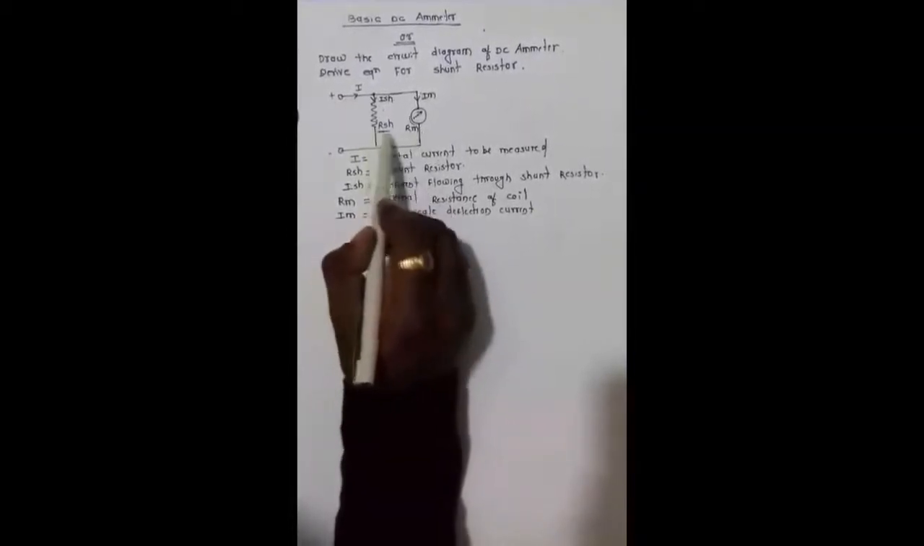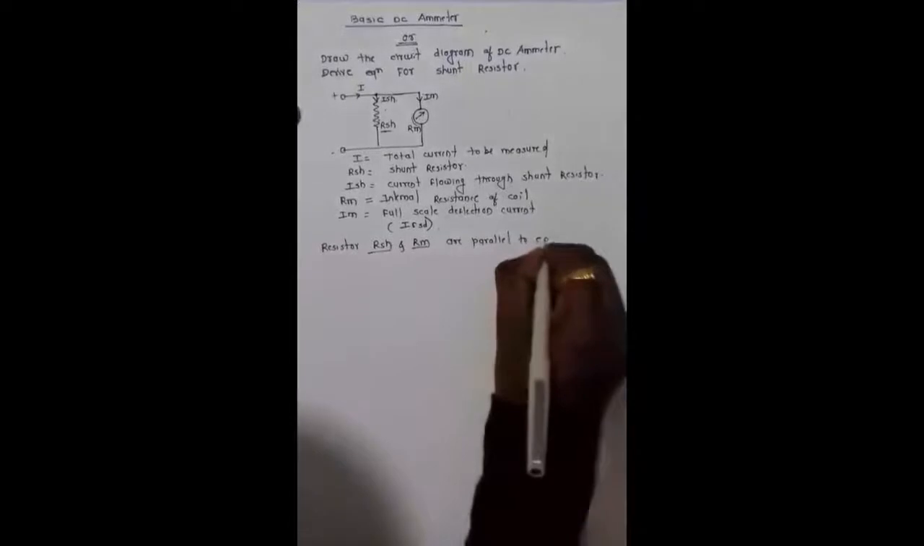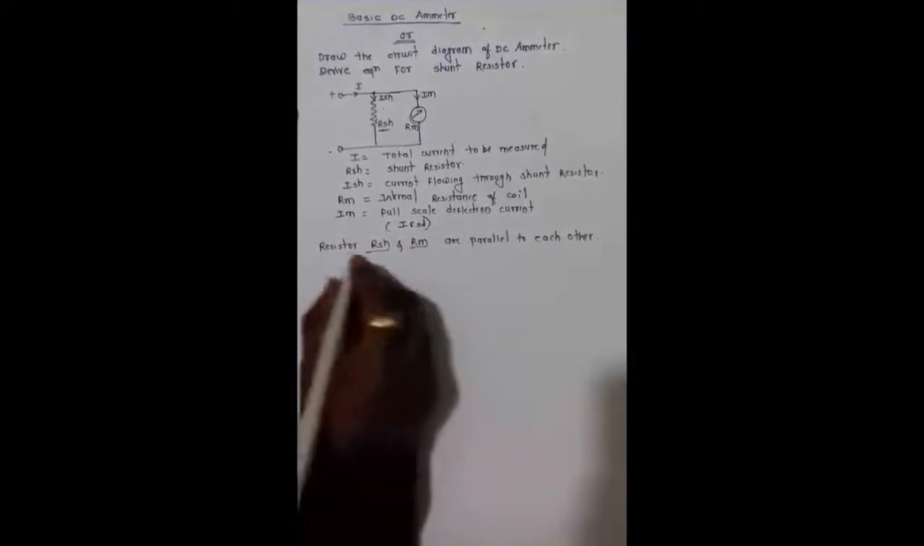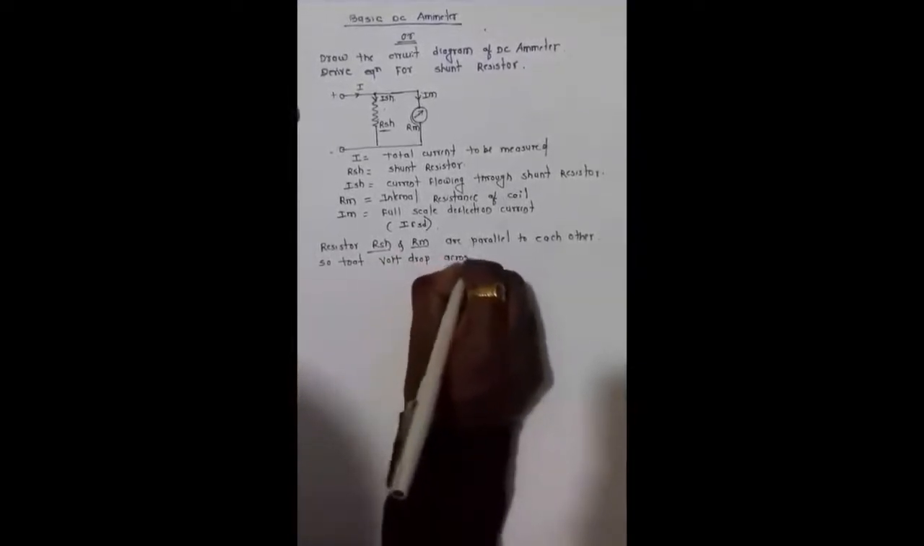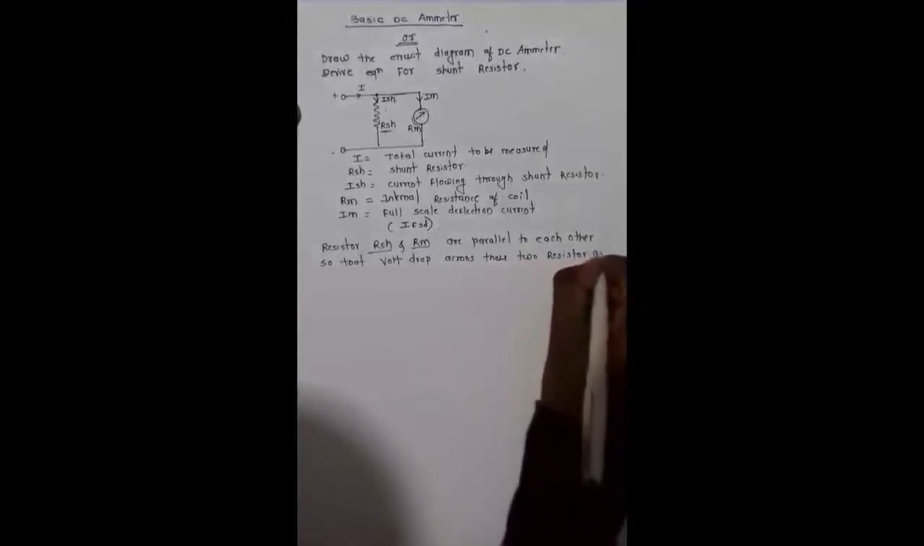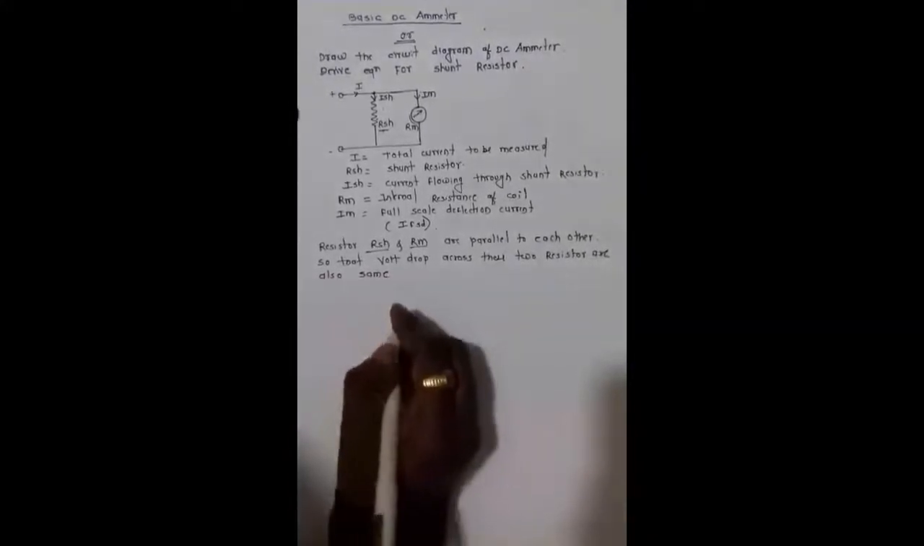As shown in the figure, the resistors RSH and RM are parallel to each other, so the voltage drop across these two resistors is also the same.